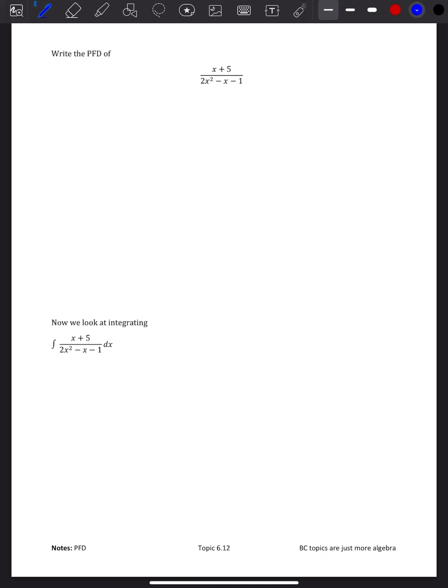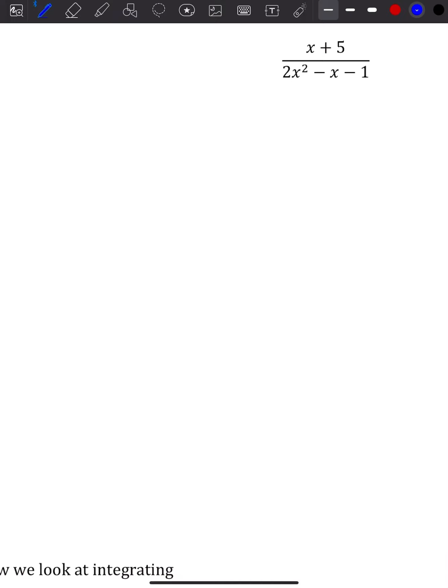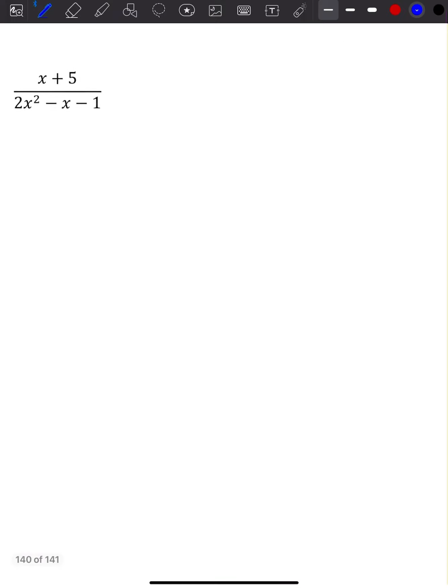I can do the partial fraction decomposition inside of the integral, but that's a lot of notation, so a lot of times we end up doing the partial fraction decomposition separate from the integral. So that's what we're going to do here. The first thing that we need to do is factor the denominator.